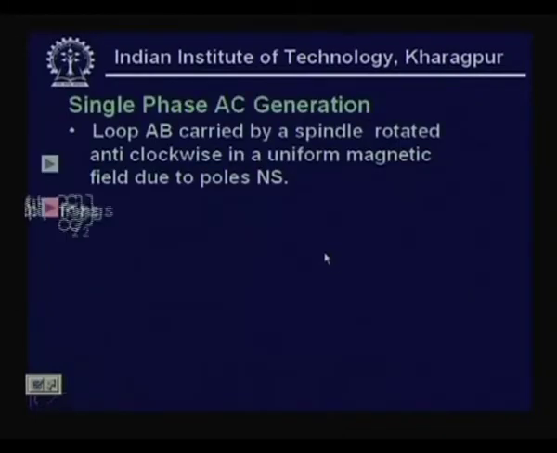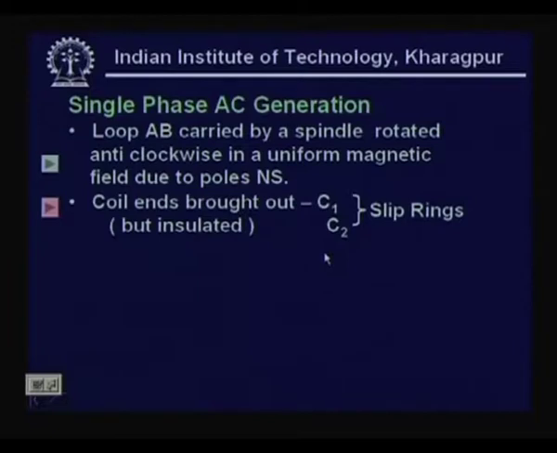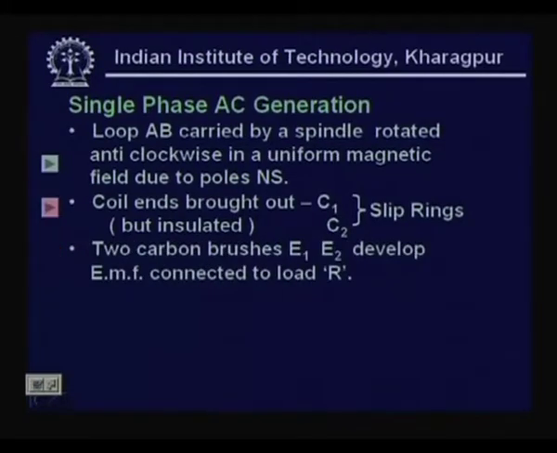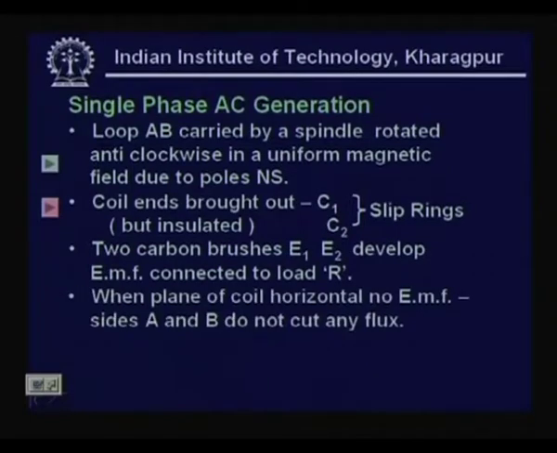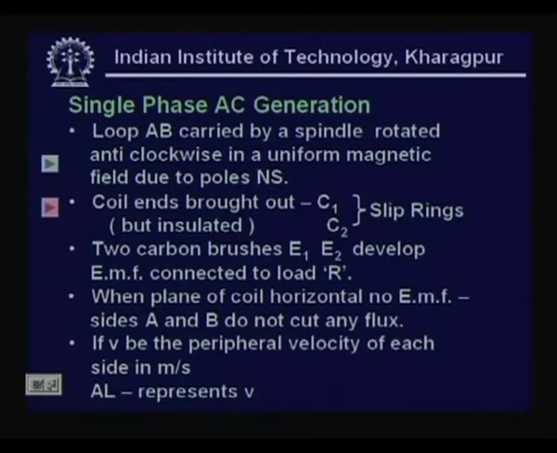And you can see that there are coil ends which are brought out through the slip rings. They are insulated, and two carbon brushes E1, E2 are where the EMF is collected and connected to the load. Now, when the plane of the coil is horizontal, there is no EMF, and sides A and B do not cut any flux. Let v be the velocity of each side in meters per second; AL represents the velocity.